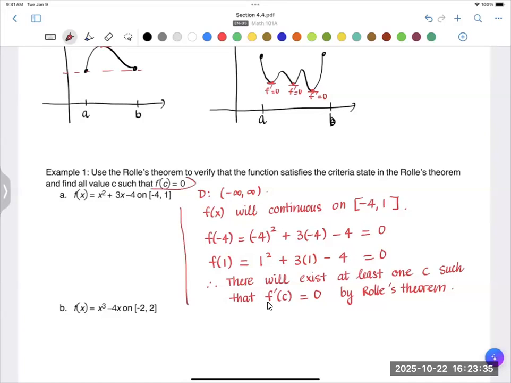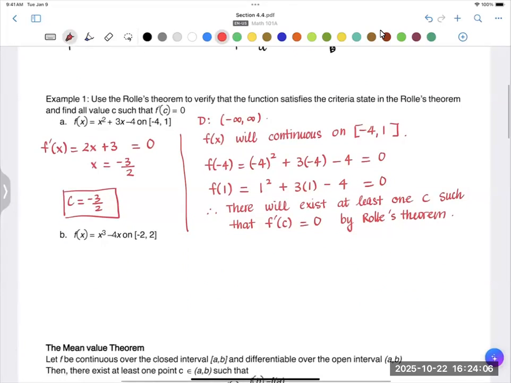So how do we find f prime of C equal to 0? The first thing that we're gonna do is check f prime. F prime of x will be 2x plus 3. And we set that equal to 0. We have x equal -3 over 2. Right? So this is going to be our C. And this C falls within -4 and 1. So C is equal to -3 over 2. So that answers the second part of the problem.